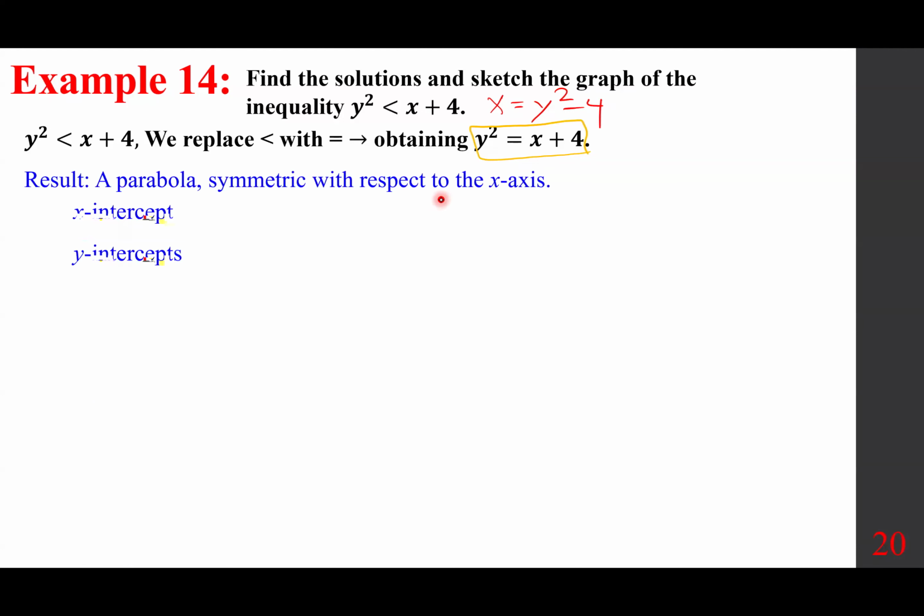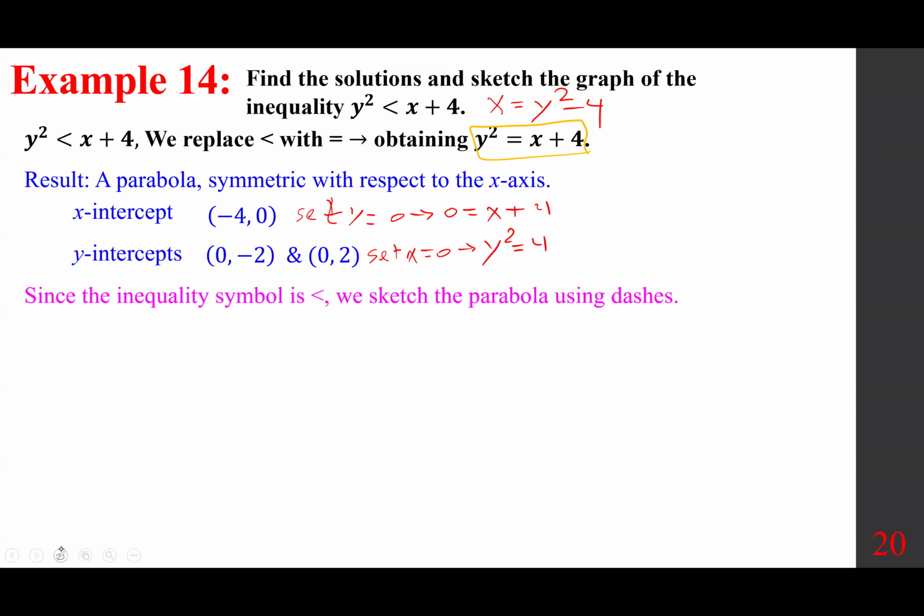X-intercept and Y-intercept. X-intercept, Y is 0, X becomes -4. Y-intercept, X is 0, Y squared equals 4, plus or minus 2. So 0, -2 and 0, 2. Again, for this one, set Y equal to 0. That means 0 equals X plus 4. For this one, set X equal to 0. That means Y squared equals 4. That's how we arrive at those.